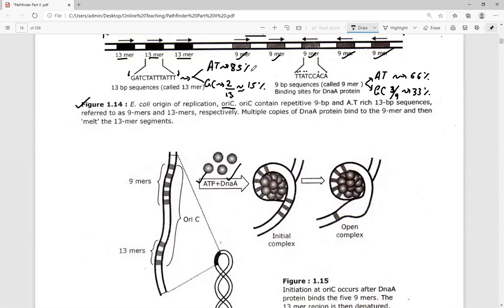Now, what does this mean? This means that the bonds in the 9-mer region are much stronger, and this 13-mer region is much weaker. As this region is weaker, you use the stronger region as an axle in order to melt this particular region.